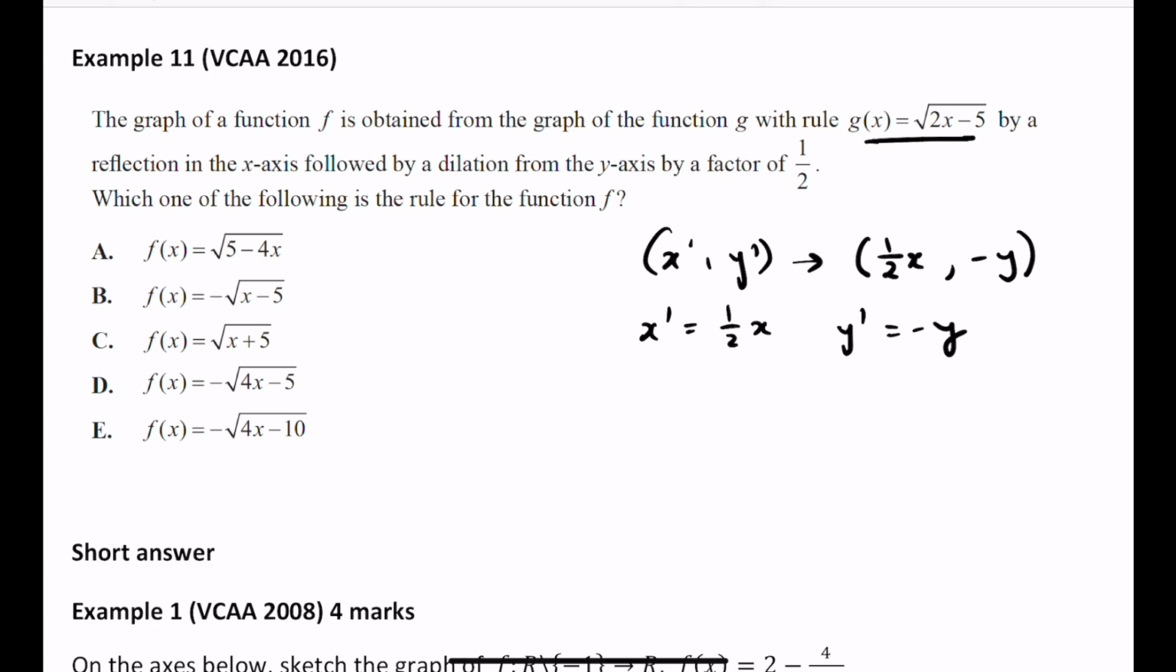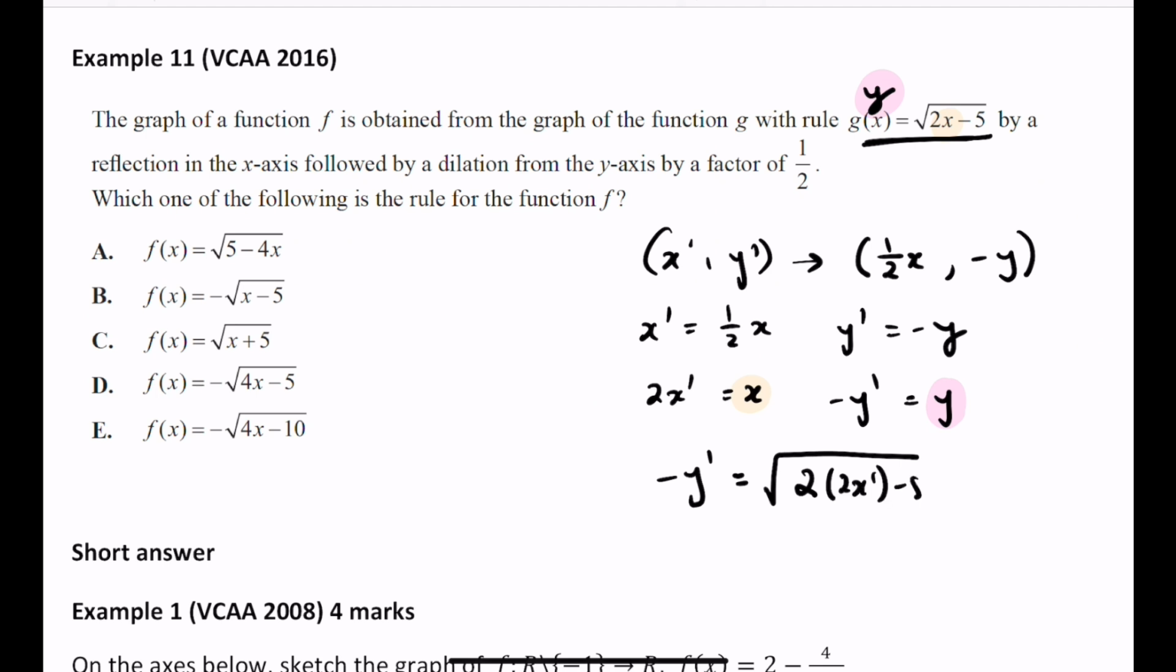And because we're substituting it into this old function, I want to get old x and old y by themselves in order to be able to substitute them in. So x will be equal to 2x dash and y will be equal to negative y dash. Now I can go ahead and substitute: old y into y and old x into x. So we get negative y dash is equal to the square root of 2 and then 2x dash minus 5. We'll simplify the bracket first, so that's 4x dash minus 5, and then finally I'm going to take the negative over.